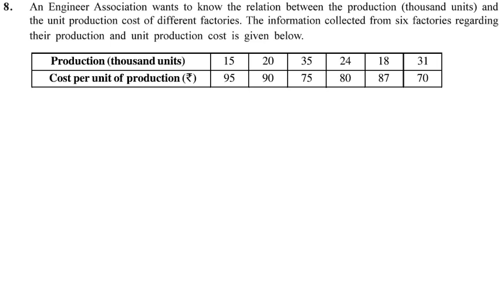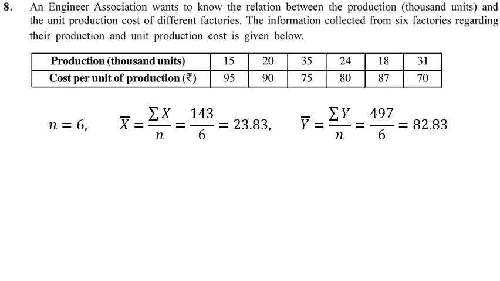The 8th question is about an engineering association and they want to know the relation between the production and the cost per unit of production. So more the production, naturally the cost increases, right? So the production is 15, 20, 35, 24, 18, 31. Looking at the data, it seems that as the production increases, the cost decreases. Let us check it out by finding the mean. The mean of production is 23.83 while the mean of the cost is 82.83.